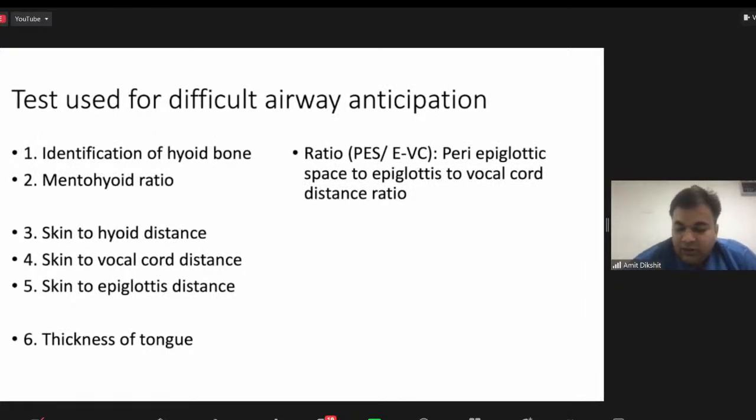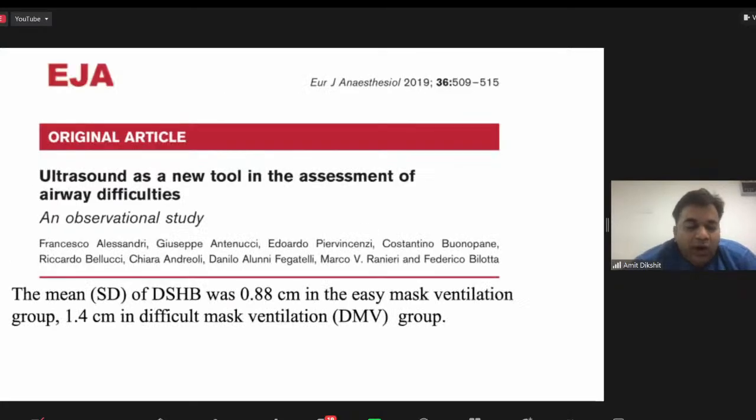I'll be demonstrating some tips on how I have used these parameters, which parameters I have used, and I can tell you what the challenges are. So skin to hyoid bone, now there are papers in obstetric anesthesia, and the simple parameter they have used is whether we can see the hyoid bone or not. If the hyoid bone is seen, it is probably easy intubation, and if the hyoid bone is not seen, it is probably difficult intubation. Even this simple criterion has worked well with good specificity and sensitivity.